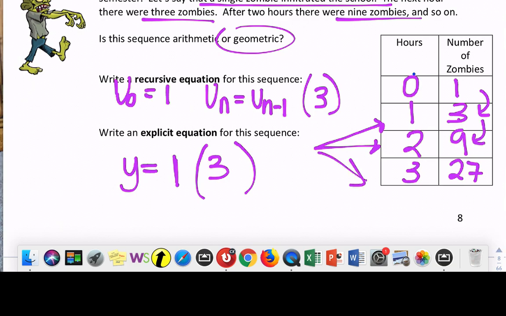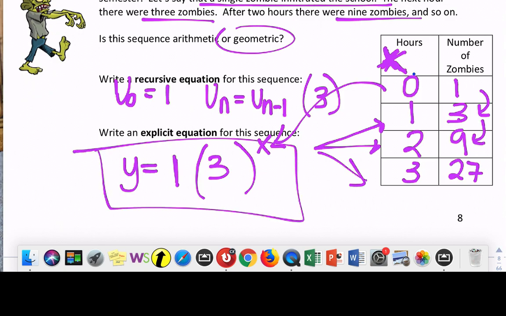So right here, this would be time. Well, let's put X for time, although this is hours. Yeah, so when I plug in hours, okay, this works. Yep, so if we try it right here, if we plug in a 0 for hours, let's put X here. When we plug in a 0, we get a 1. When we plug in a 1, we get a 3, and so on. So it works. Okay, so explicit equation, you have your starting value. Here we have our common ratio, and then here we have time.